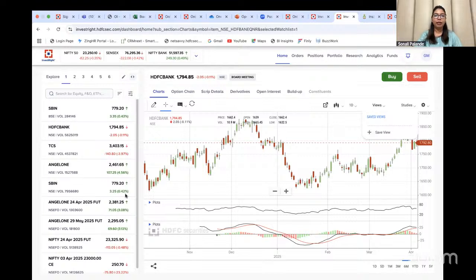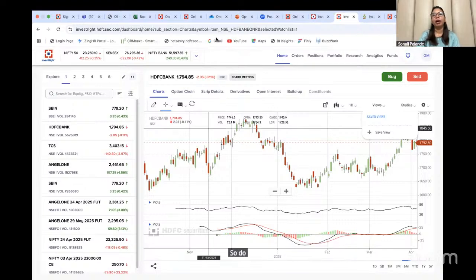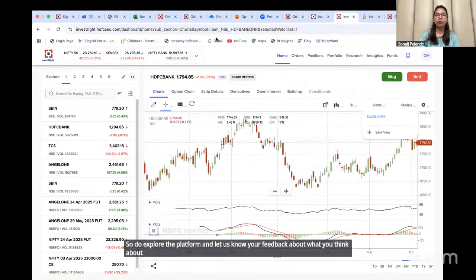So I'm not seeing any more questions over here, and I have taken most of the unique questions. So I hope that this has helped you all to understand about the open interest build up, about the option chain, and to understand what all new features we have in this platform called Invest Right Traders Web. So do explore the platform and let us know your feedback about what you think about this platform and the concept that we learned today.